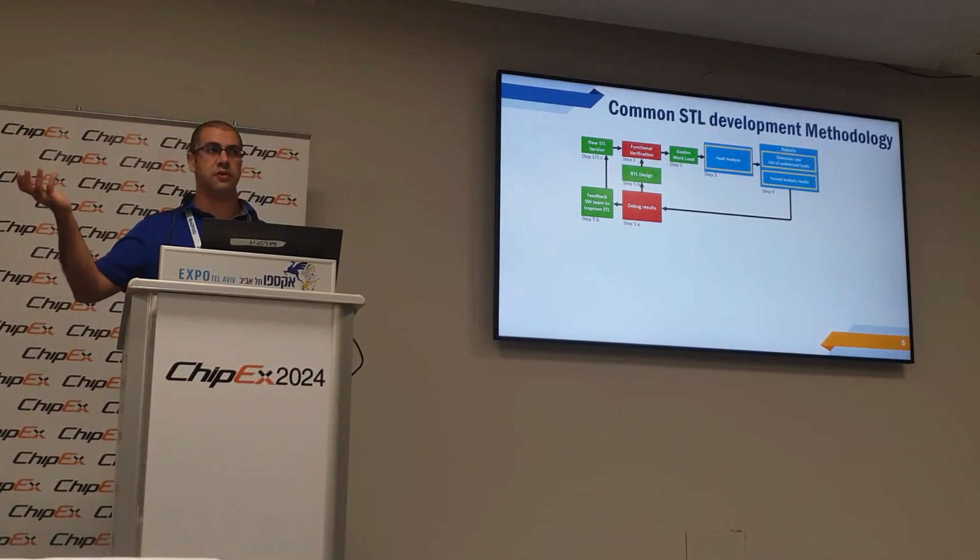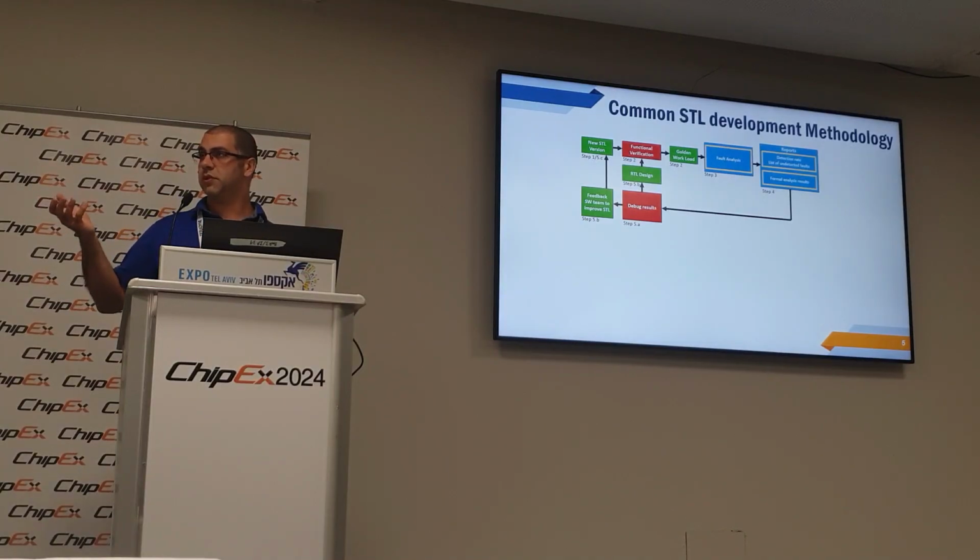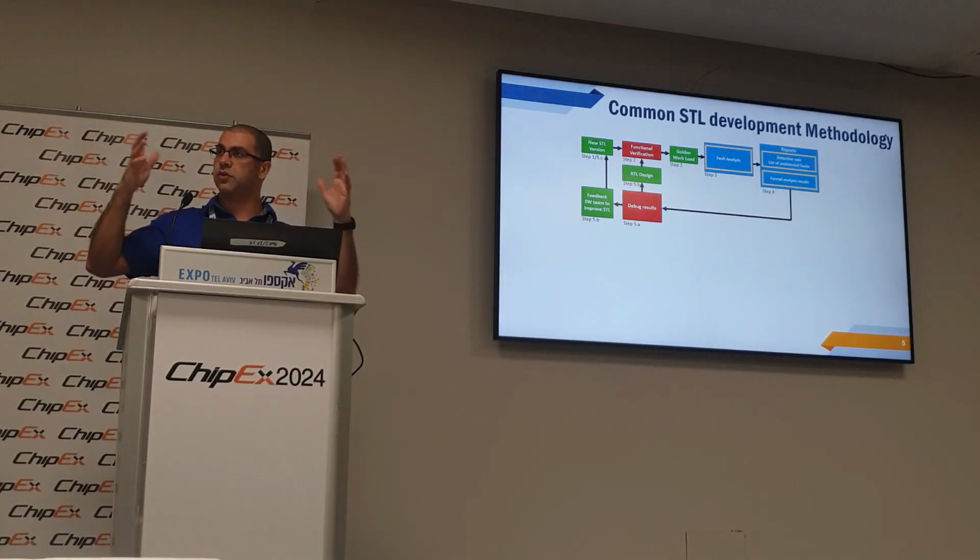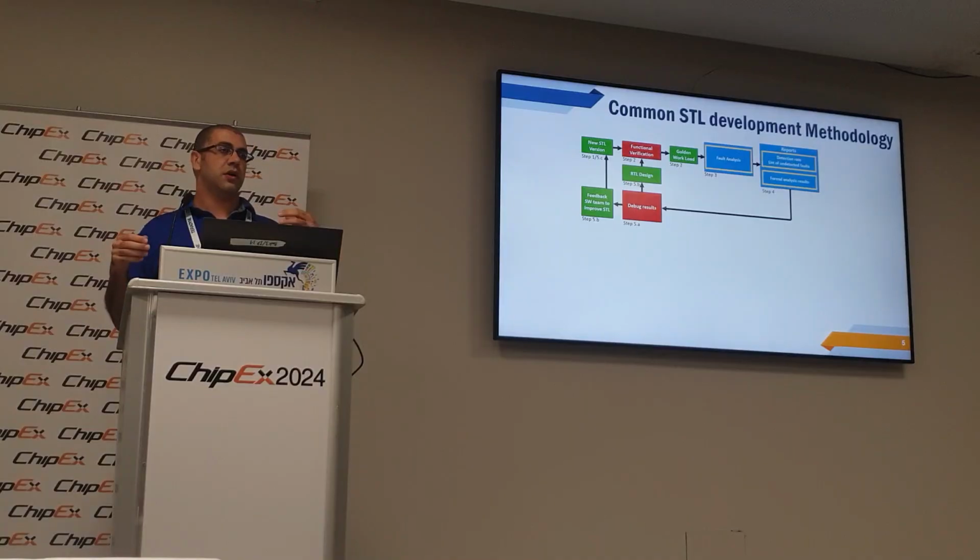Then we'll need actually the functional safety team. The functional safety team will look at all this information and look at it from the fault perspective. So this is where we do the fault analysis step. We look at all the possible faults that can happen in the system.